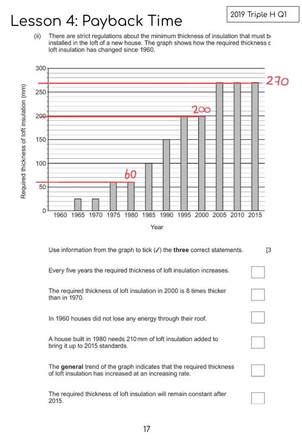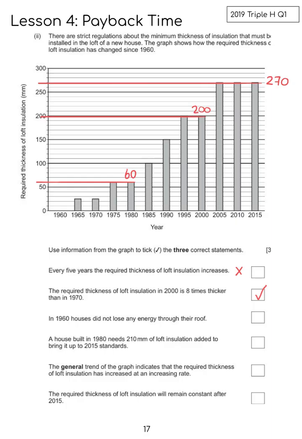Part 2 of this question contains a graph, and then we've got multiple choice. We've got to pick 3 correct statements here. So let's go through them one by one. Every 5 years, the required thickness of loft insulation increases, for our first statement. This one is not true because you can see from 2005 to 2015, it stays constant. The next one, we need to read some numbers off the graph. The required thickness of loft insulation in 2000 is 8 times thicker than in 1970. So in 2000 it is 200, and in 1970 it is 25. So 8 times 25 is 200, so the second one is true.